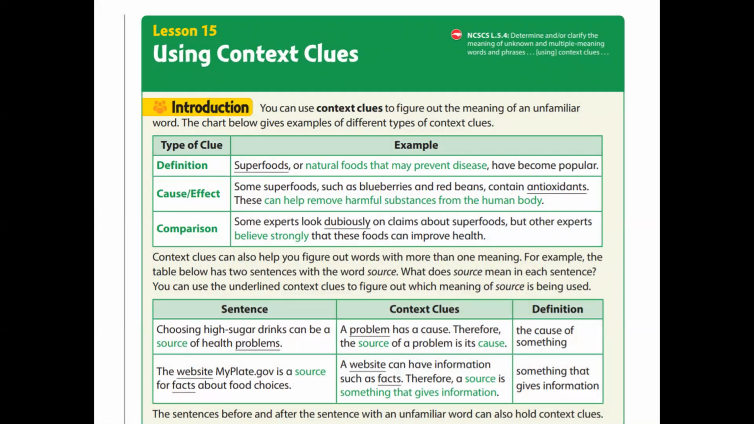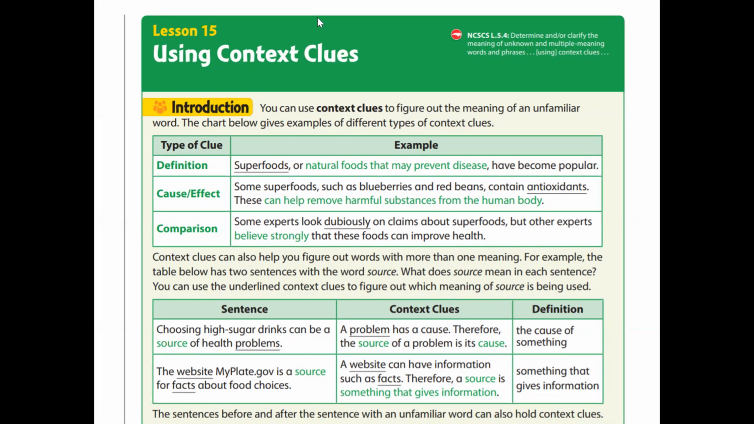All right, so let's take a look at a couple of practice sentences here. So a definition would look like, let me read it from the beginning. Using context clues. You can use context clues to figure out the meaning of an unfamiliar word. The chart below gives examples of different types of context clues. So you have definition, like we just talked about, which is giving you the definition directly.